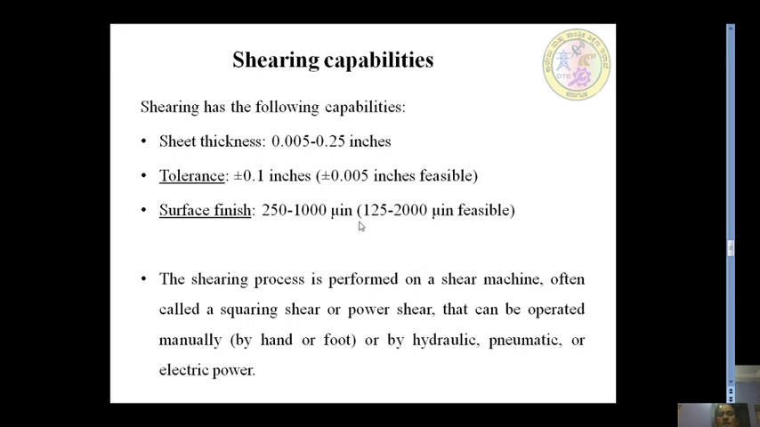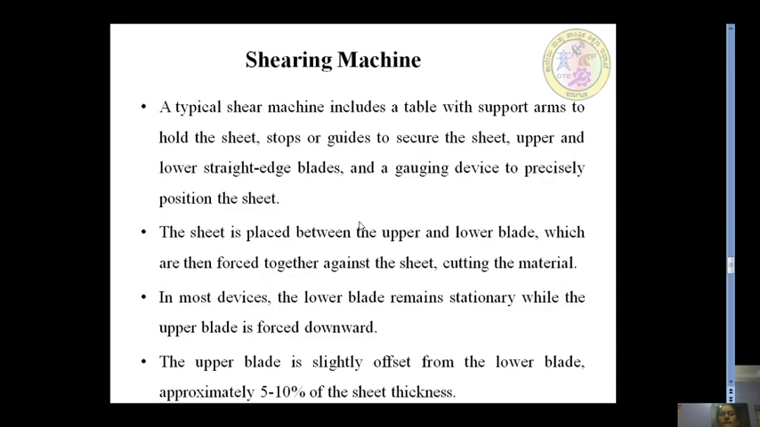The shearing process is performed on a shear machine, often called a squaring shear or power shear, that can be operated manually by hand or foot or by hydraulic, pneumatic or electric power. A typical shear machine includes a table with support arms to hold the sheet, stops or guides to secure the sheet, upper and lower straight edge blades and a gauging device to precisely position the sheet.